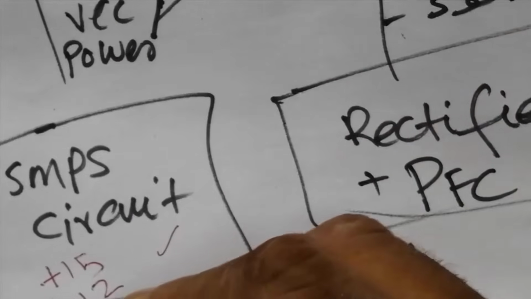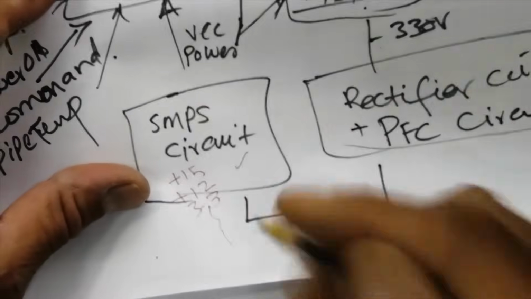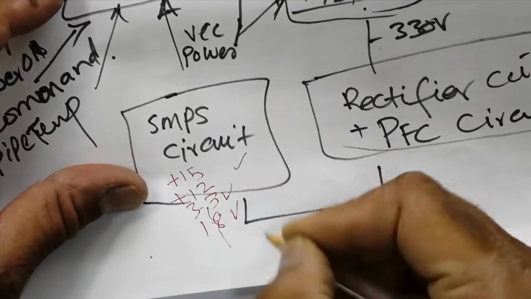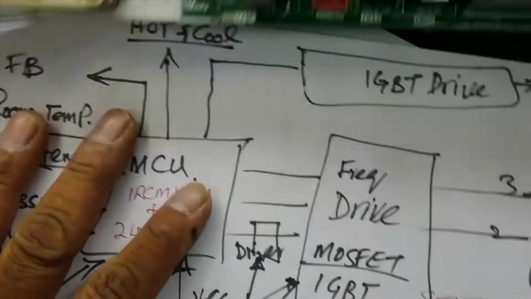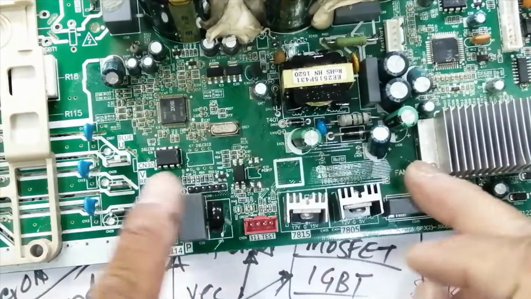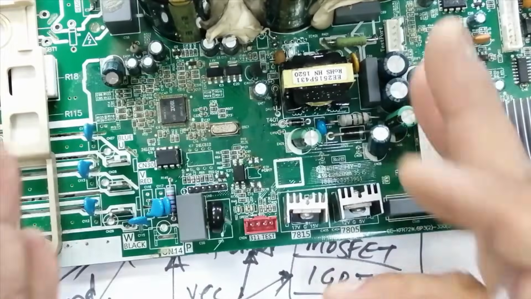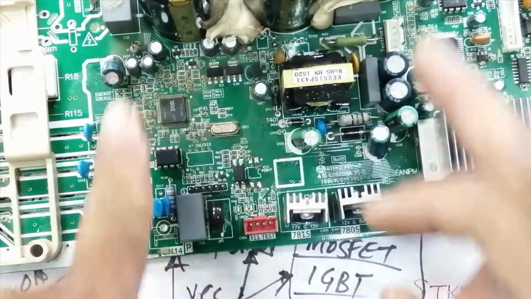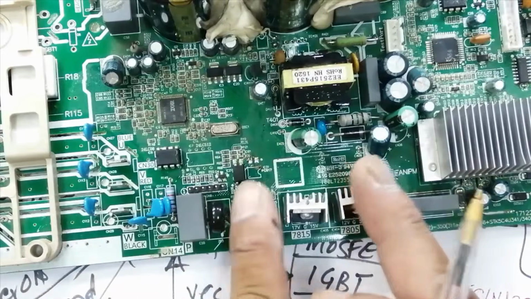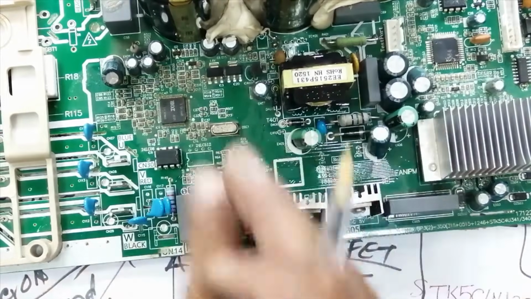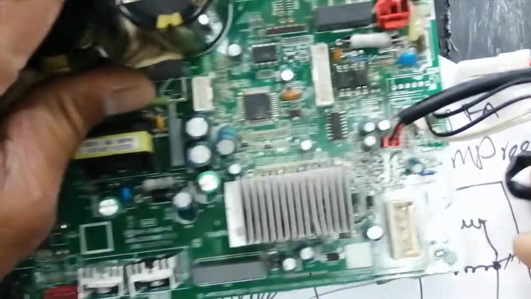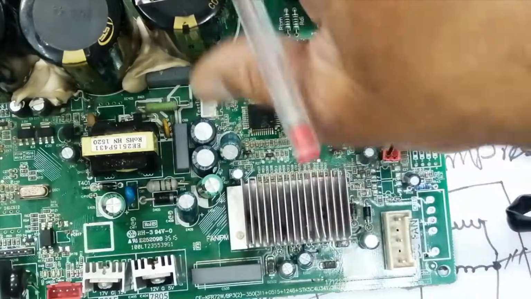Now, we discussed SMPS 3.3 volt, 1.8 volt. So these voltages must be available. I will not go into very much detail on how it is working. So just only we have to check if any power supply is not good. We have to ensure proper functioning of the SMPS. Then move to this area.